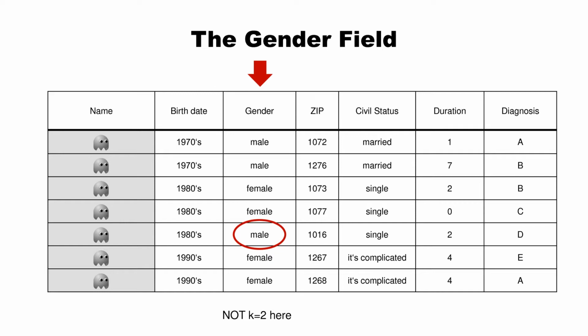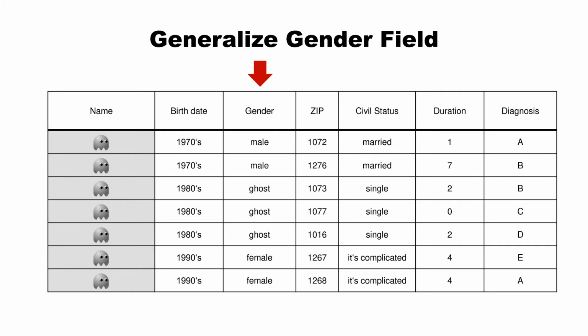To solve this conflict, we have 2 options. The first one is to generalize the gender field. So instead of having the gender field specified, for instance male or female, you can replace it by generalization. In this case, since they're all ghosts, I replace male and female by ghost. So the gender field is generalized. If you think about semantic levels of generalization, if you talk about people, you can also replace ghost by people or person, or something in this direction.